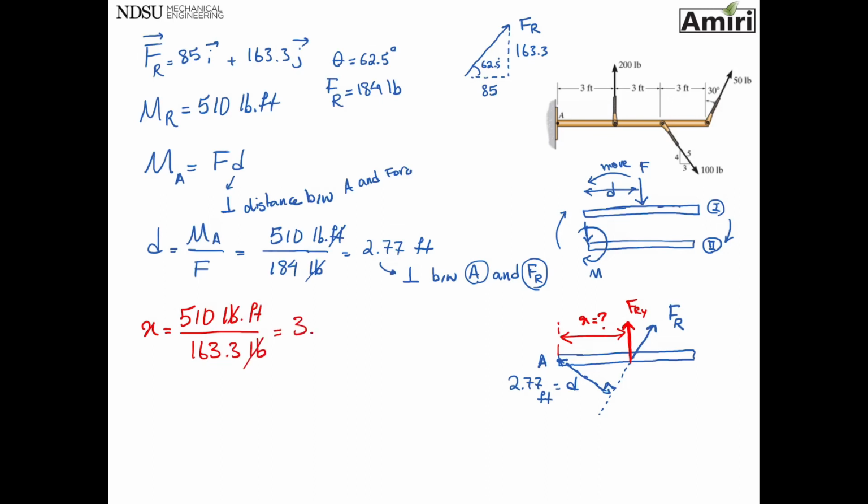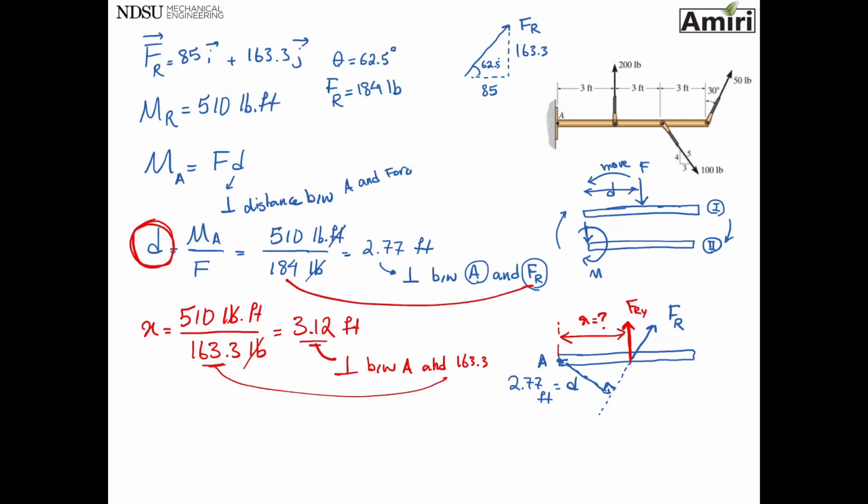And that will give me 3.12 feet from A. And that is the distance between point A and vertical component of FR. So this is an important point that you got to pay attention to when you do the division to find the distance. That is always the perpendicular distance. Here also is perpendicular distance between A and 163.3. This was the vertical distance between A and force FR, the total force FR. So that distance that you find is always perpendicular distance between the point and whatever that you are measuring.